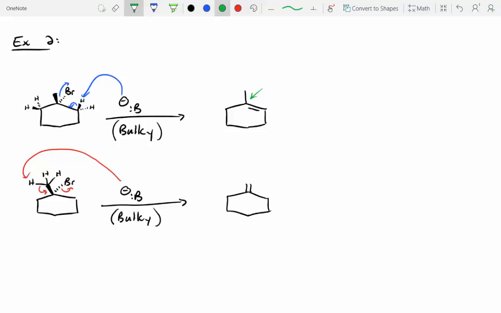All right. So if we look at this, we've got two possible products. The one on top, is that our Zaitsev product or our Hofmann product? It'd be our Zaitsev, because that's our more substituted alkene. However, the one on the bottom is going to be our Hofmann product. That's our less substituted alkene.